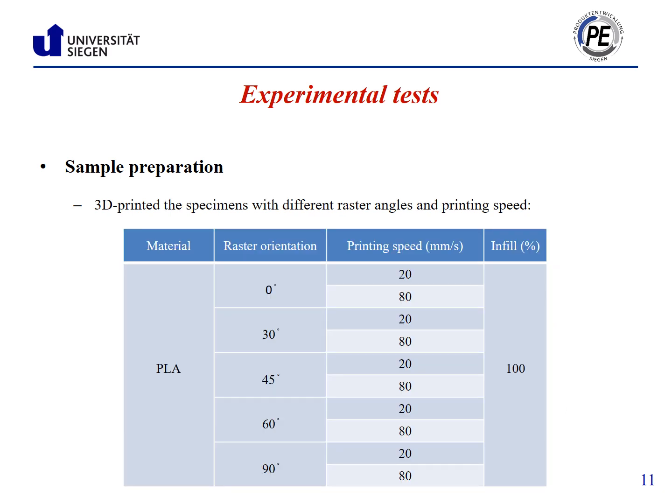This table presents details of raster orientations. Also, it shows that the specimens are printed with speeds of 20 mm per second and 80 mm per second. It should be noted that we printed all the specimens with an infill of 100% and all other print parameters were kept constant for all the specimens.